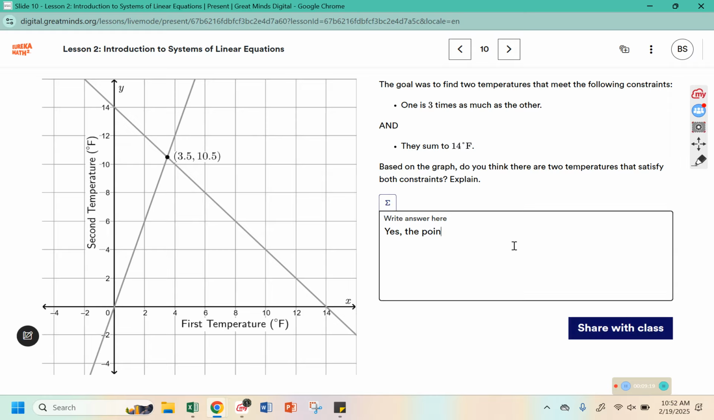Yes, the point 3.5, 10.5 is on both lines, so it is a solution to both equations. If we did 3.5 times 3, that would be 10.5. And if we did 3.5 plus 10.5, that would also equal or have a sum of 14.